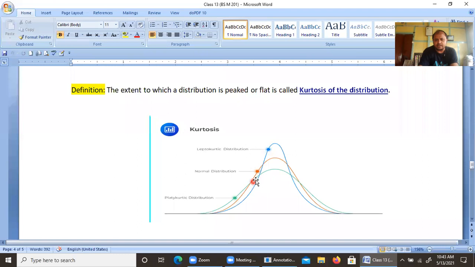This flat curve is not actually like this, because I have copied the picture from Google, and Google didn't show the diagram correctly. Actually, the flat curve looks like this. This is the actual form of the flat curve. It is symmetric, but it is flat. Peakedness is not there.